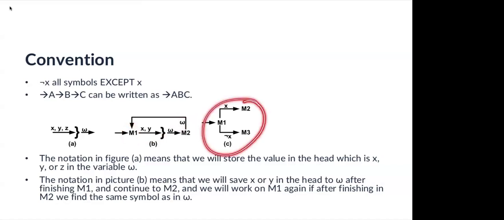And the third one is we do M1 first, and if current head points to X, then we will go to M2. Other than that, we will go to M3. So these are basic operations that can be written in the building block.